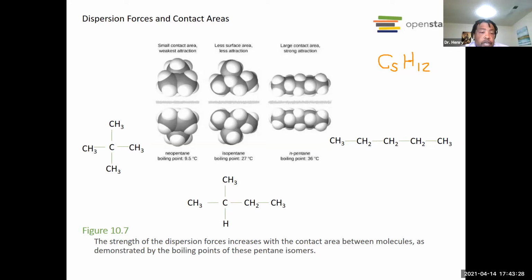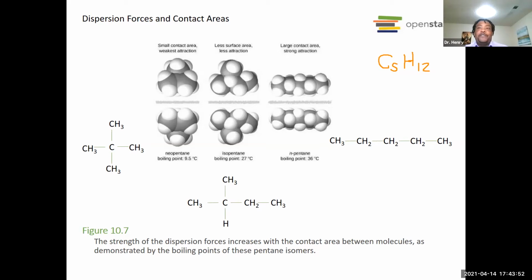So in this case, the molecular weight is all the same, right? What is the distinction between all 3 of the molecules? Ooh, somebody said something, hold on. Okay, I like that. Mauricio says contact.